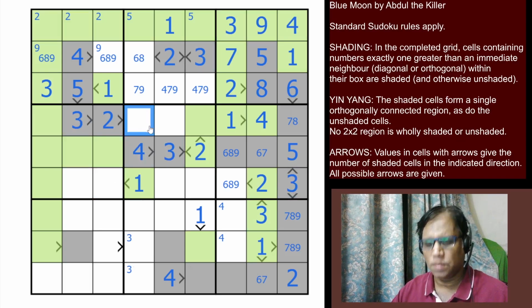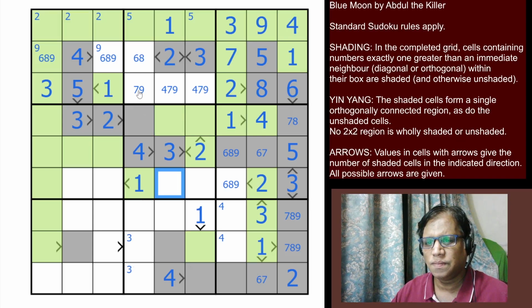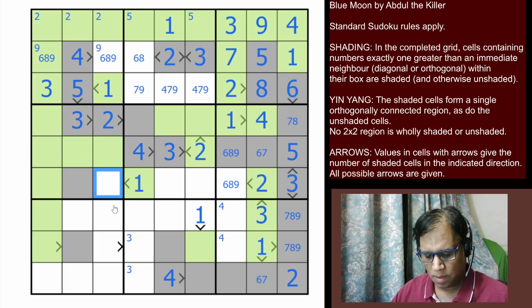Oh, so now this must come here. It's dark. This must be now light. 1, 2, 3, 4. What is happening? Oh, this must be now dark, right? To avoid the pattern. And this must be light. Now this should come out.